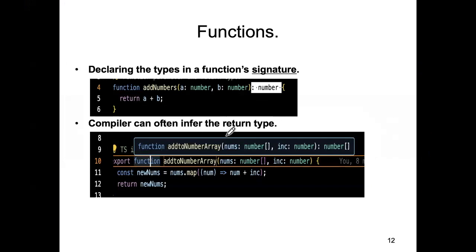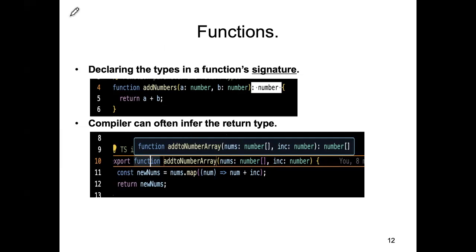Let's talk a little bit about functions. I've already said that you have to declare the type of a function, in the sense that you have to be explicit about its signature. The signature of a function is the parameters and the return type of the function.